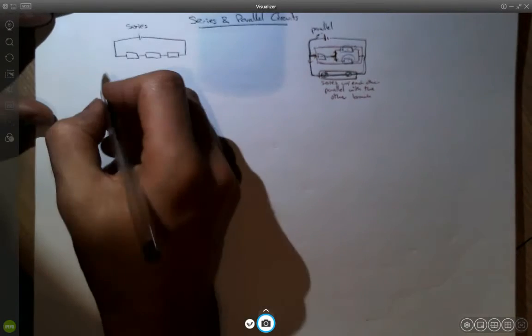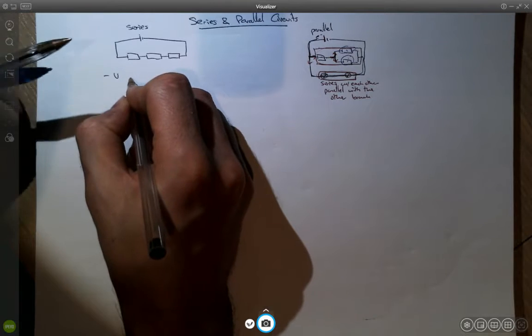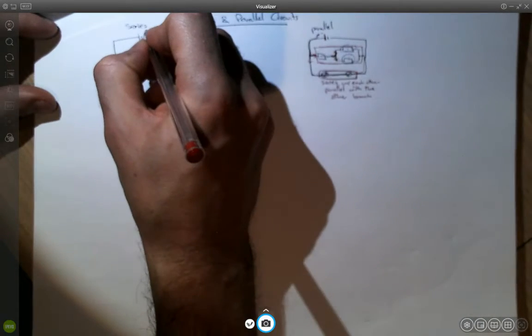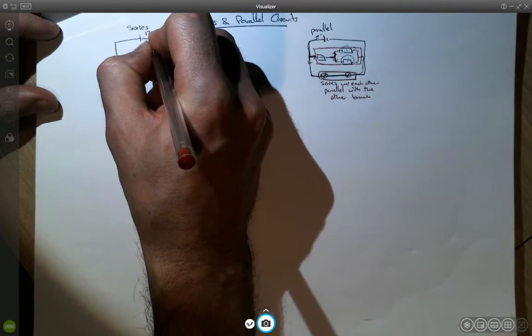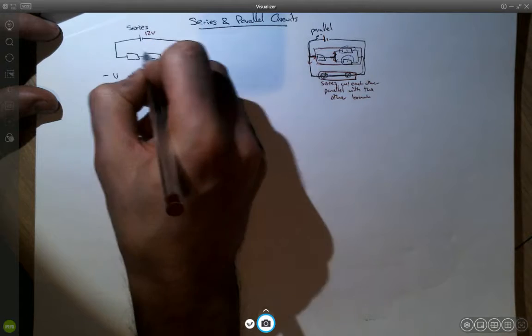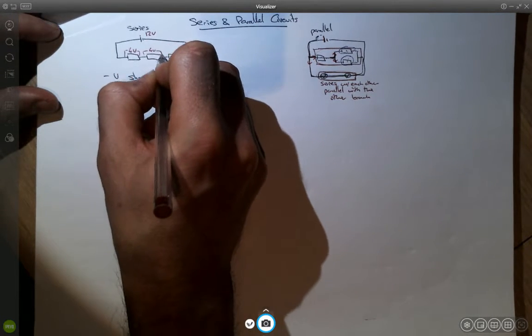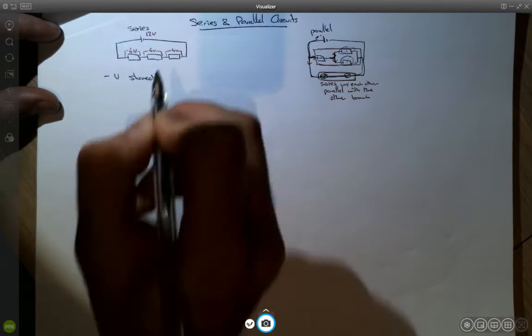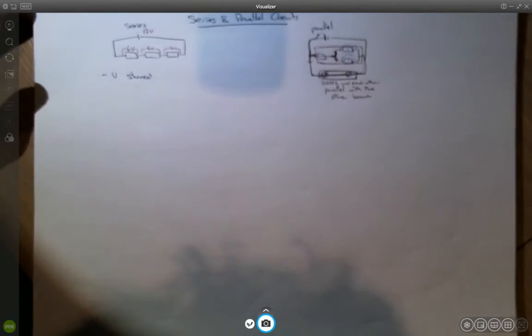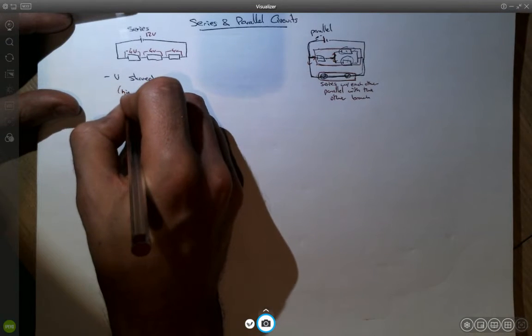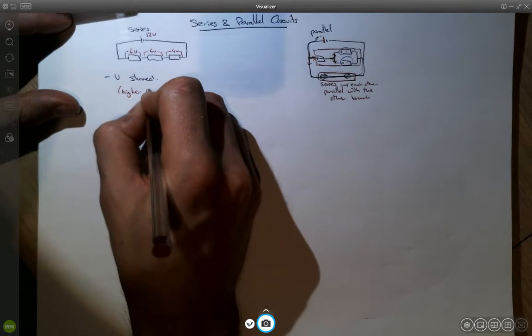So what do we need to know? We need to know that the potential difference, or the voltage, is shared amongst parallel components. So for example, if this was 12 volts, and these are equal, then I'm going to have 4 volts across this one, 4 volts across this one, and 4 volts across this one. If the resistance is higher, then it gets a higher share of the volts.